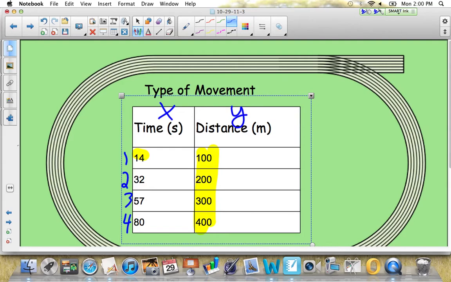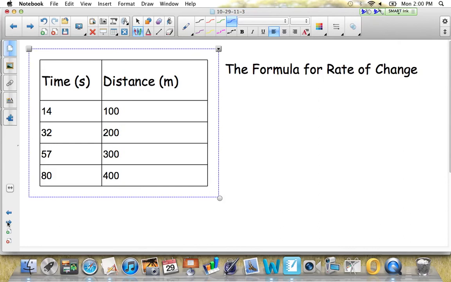So here's the formula that you would use to solve for rate of change. It's the same every time. It's the change in y divided by the change in x. This looks really complicated. Not too bad at all.